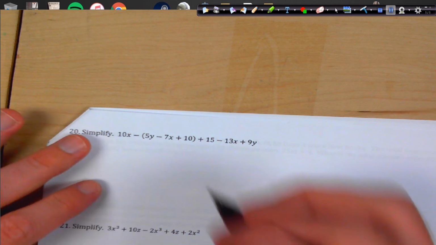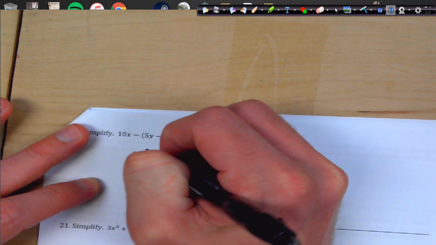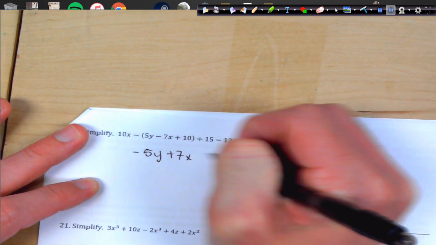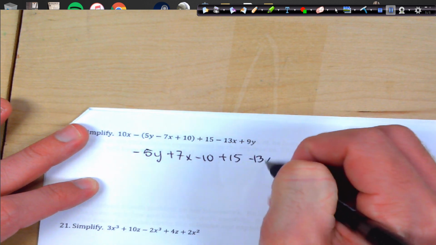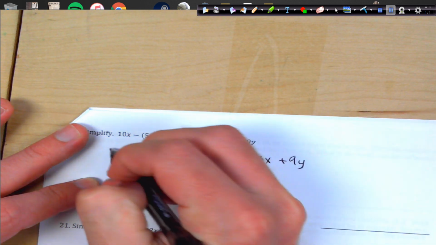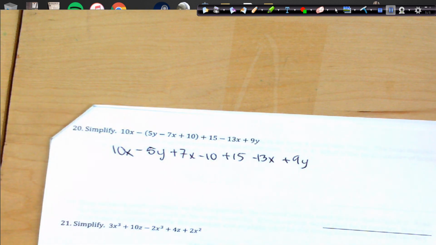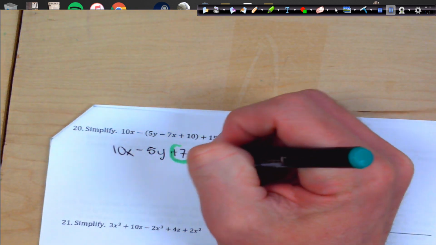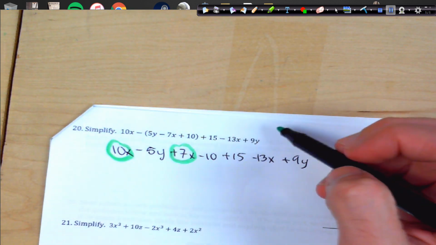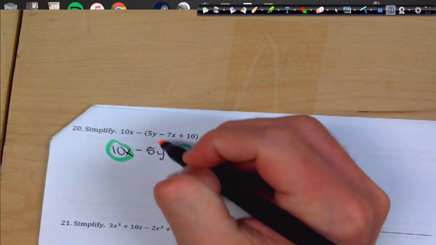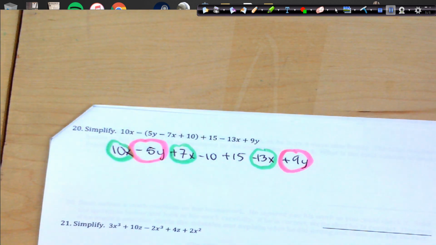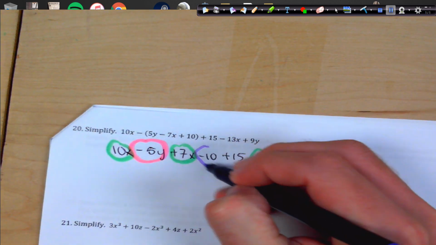And here we go. Again, we're distributing the negative. Negative 5y plus 7x minus 10 plus 15 minus 13x plus 9y and 10x. And we're going to go ahead and get those like terms all circled. 10x, 7x, negative 13x. And then we got 9y, negative 5y. And then we got these guys right here in the middle.